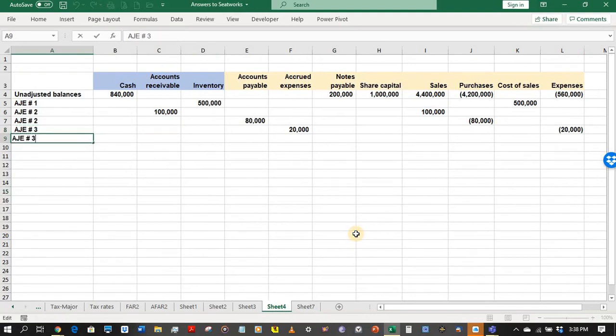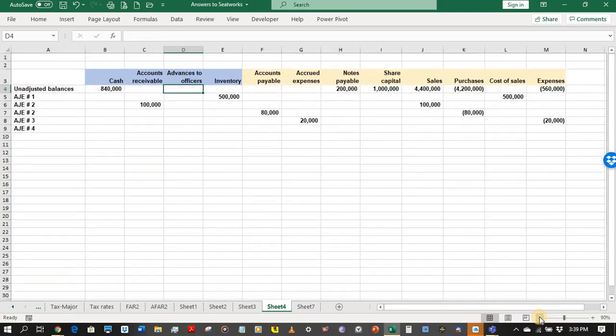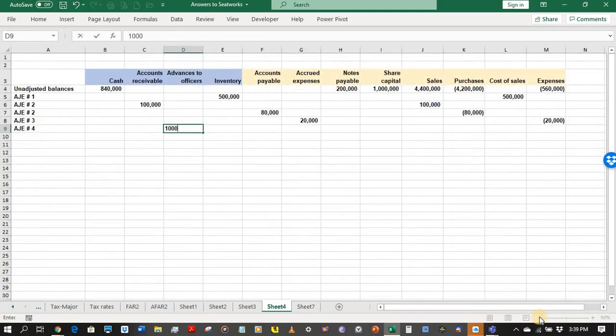So, adjusting journal entry number 4 tayo. So, debit tayo. Since wala tayong advances to officers na account title, mag-insert tayo ng another column. Advances to officers na 10,000. At credit purchases. So, credit purchases 10,000.